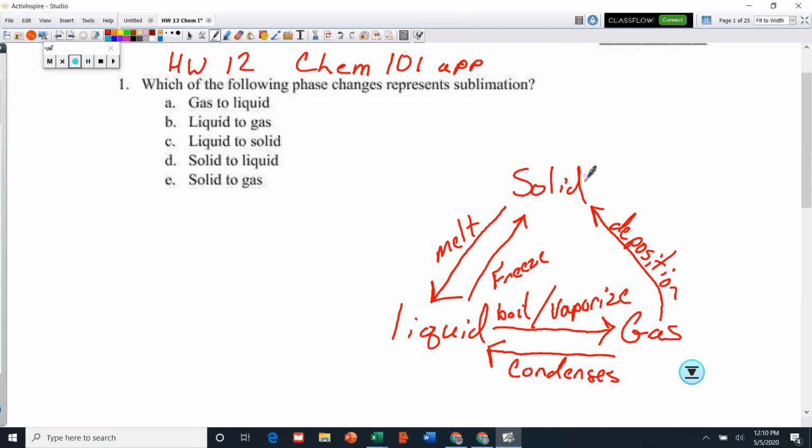Or if we go from a solid directly to a gas, that is sublimation. So using that information, you should be able to answer that question: which of the following changes represents sublimation? With sublimation, we're looking at solid to gas.